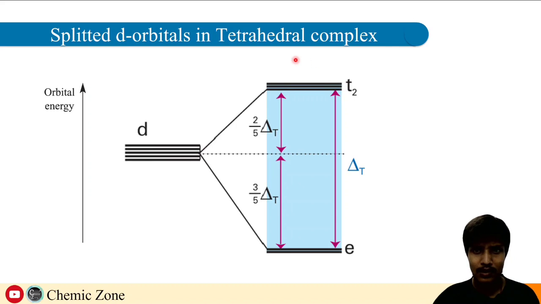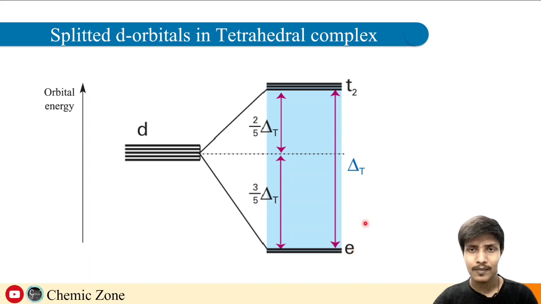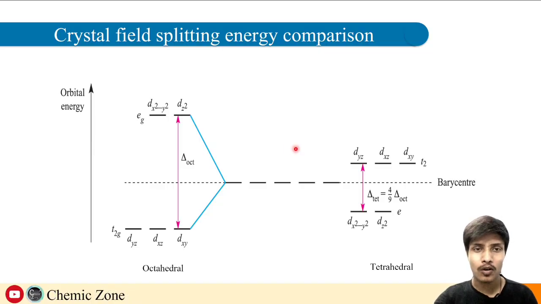So these are the non-axial orbitals we denote as T2, and these are the axial orbitals we denote as E. Since it is a tetrahedral complex there is no symmetry there, that is why no z term is present, and this energy gap between them is called the crystal field splitting energy for the tetrahedral complex, and we denote it as delta T.